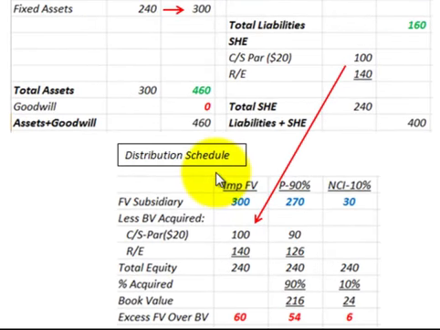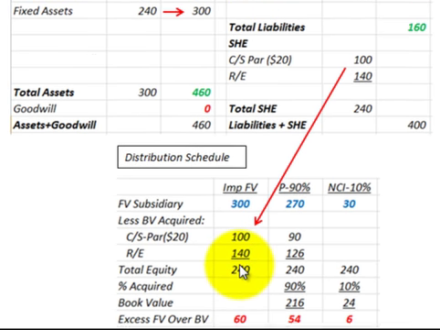Okay, in summary, when using our determination and distribution schedule for our consolidation worksheet adjustments, the first thing we have to do is eliminate the parent's portion of the subsidiary's equity accounts. That would be their common stock and their retained earnings. And then the next thing we have to do is account for this excess of the fair value over the book value.